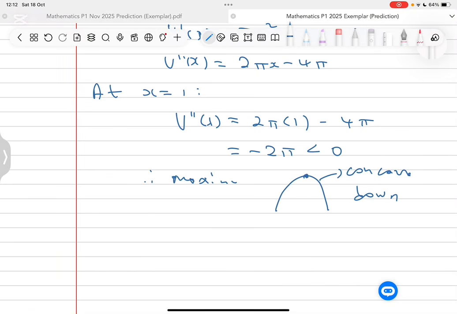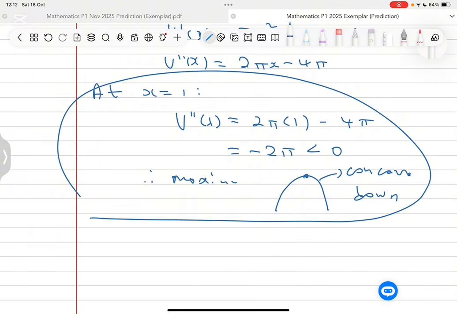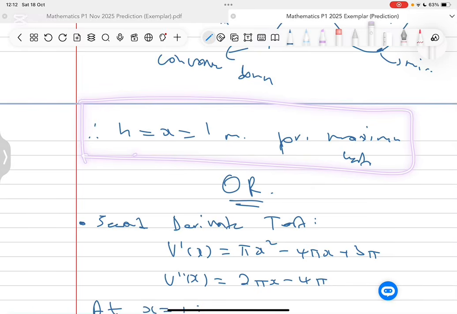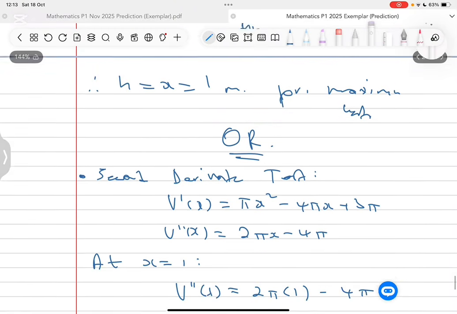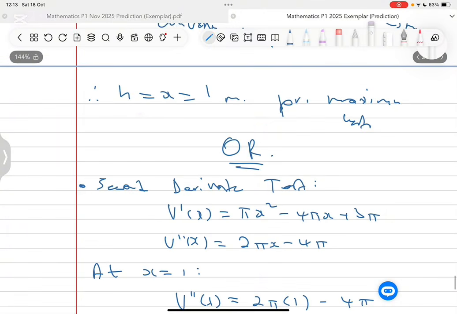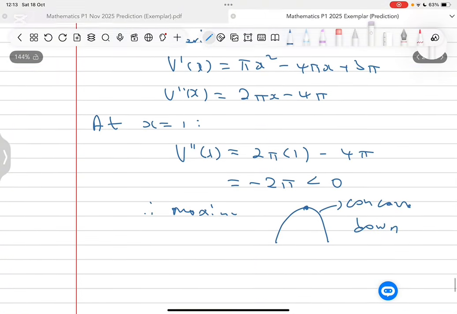Now, because we're looking for the maximum, really, I can stop here and answer the question to say h is equal to x is equal to 1 meter for the maximum height. So the maximum height will be 1 there. It's very important to write this statement because you're going to get a mark for that.